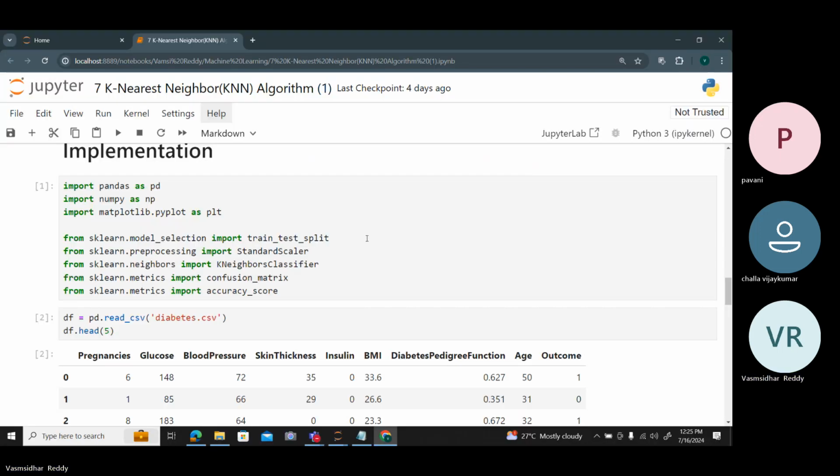How to import the KNN algorithm? From sklearn.neighbors import KNeighborsClassifier. If you are working on classification, you use the KNeighborsClassifier. If you are working on regression, you use KNeighborsRegressor.